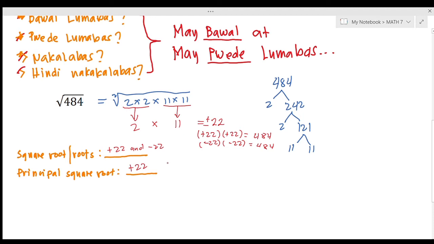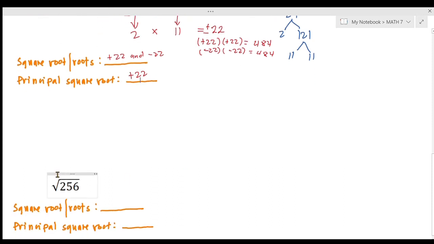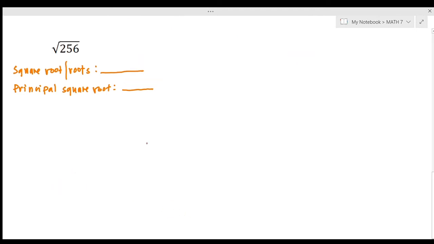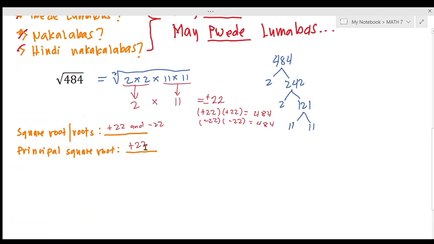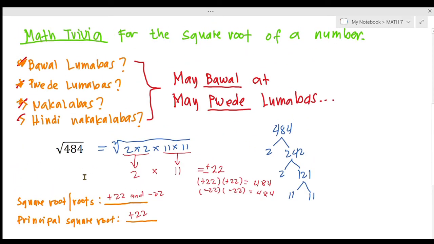So I hope you get the pattern that we are using. So next, what about the square root of 256? Same process tayo. So balikan muna natin. We know that 484 is a perfect square because the result of squaring this, we have a whole number, which is 22. So meaning to say, 484 is a perfect square, an example of a rational number.